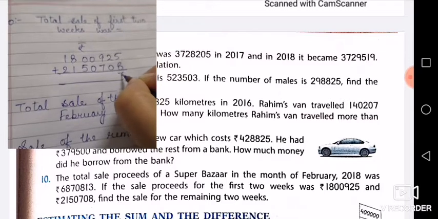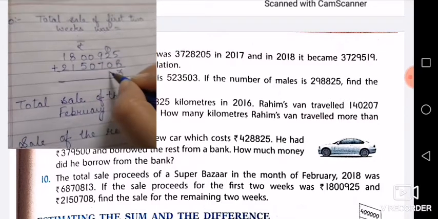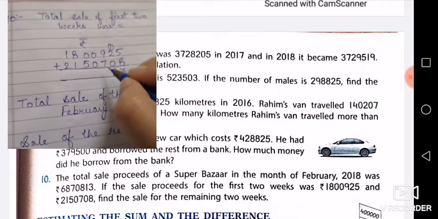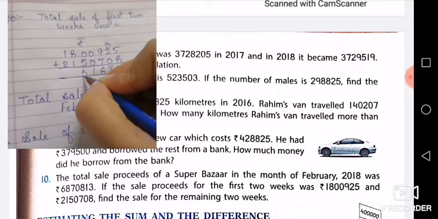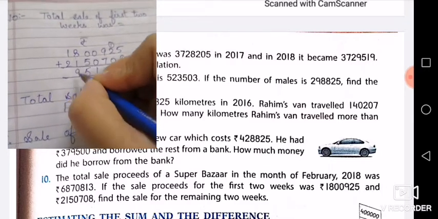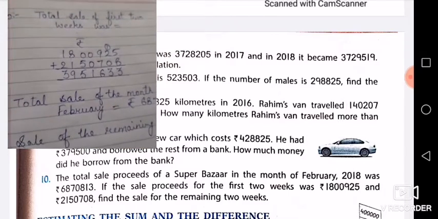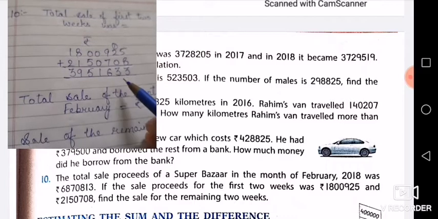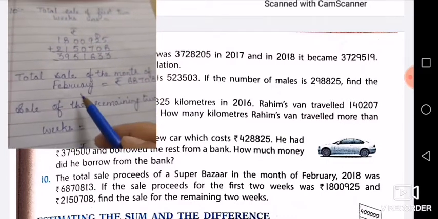That is 8 plus 5, 13. Carry 1. 2 plus 1, 3. 9 plus 7, 16. 1, 5, 9, 3. Now the total sale of first 2 weeks is 39,51,633.